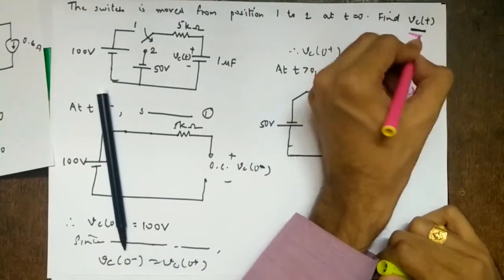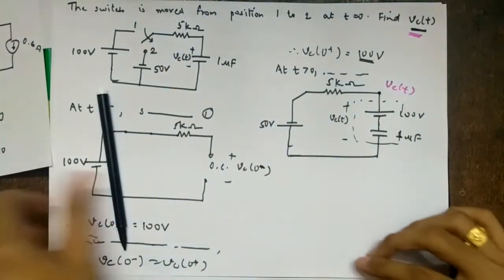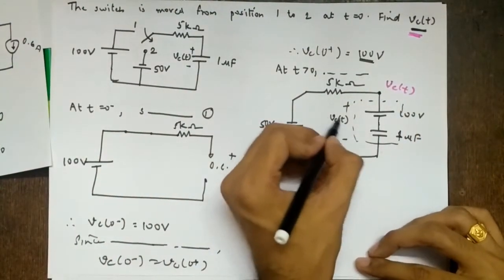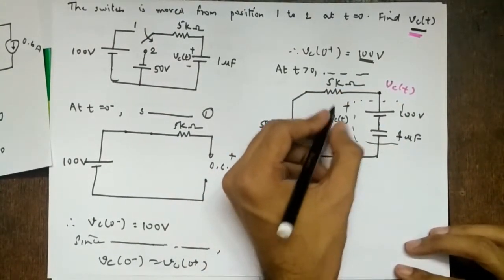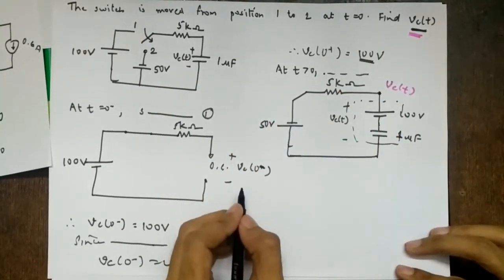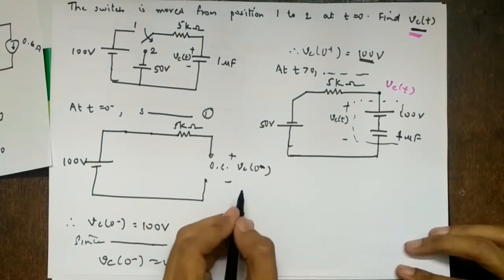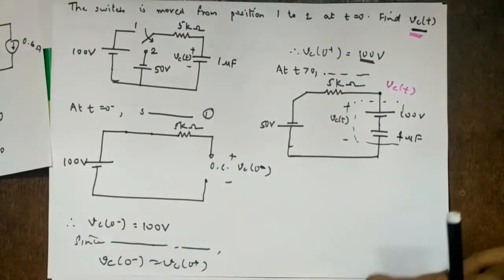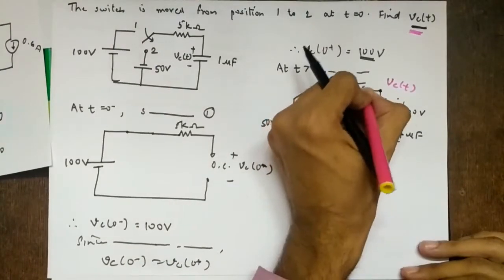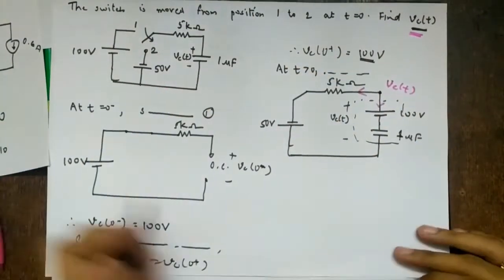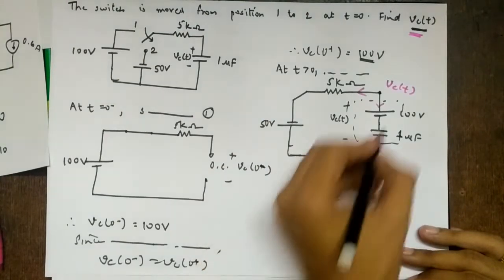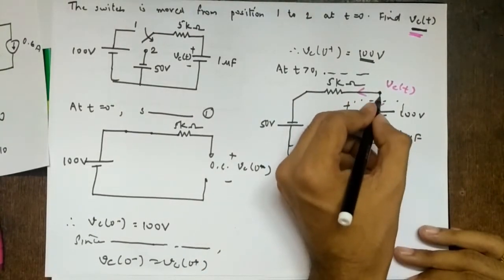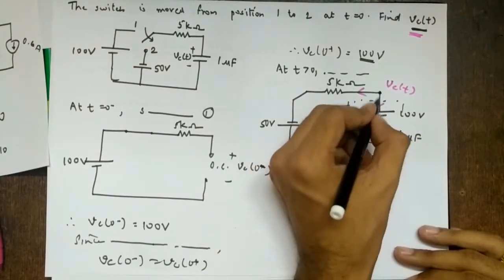And I have to find Vc of t only. If you want, you can apply KCL by saying this is I of t and so on. KVL you can apply, but KCL will give the solution in one equation only. So again, I'll assume all currents as outgoing. Let's take this current first.